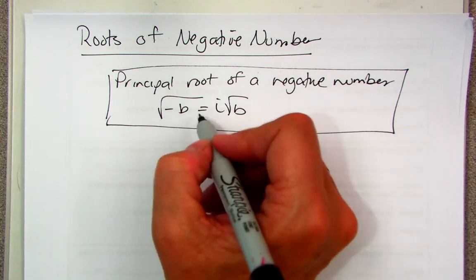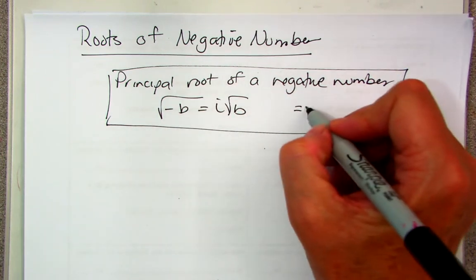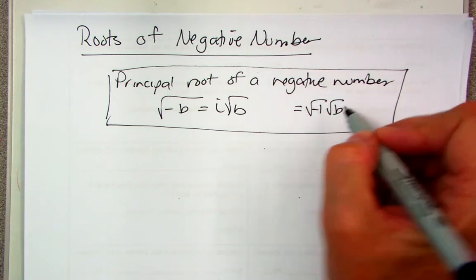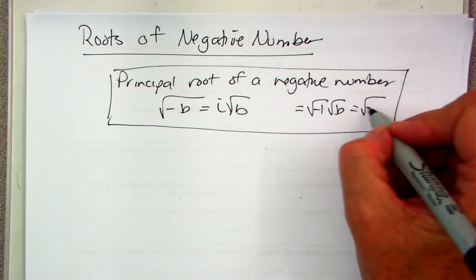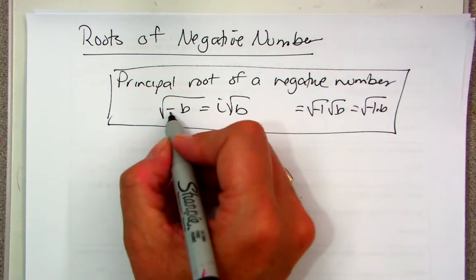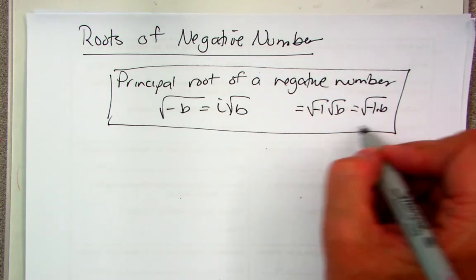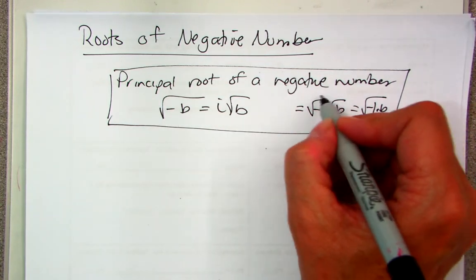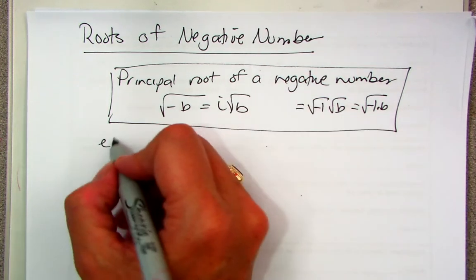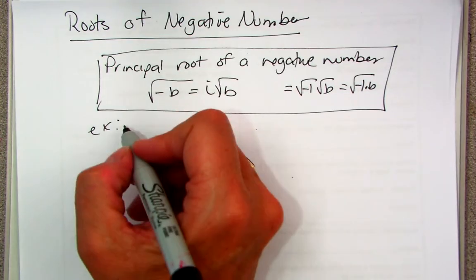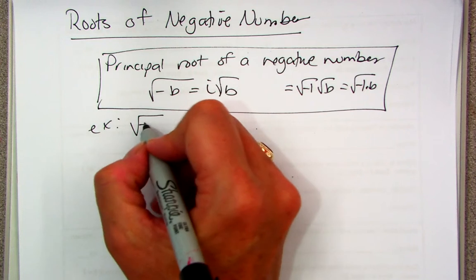So what you're actually doing here, actually the middle step, is I'm allowed to do this. Remember, because it's -1 times b, right? That's how you get a negative b, -1 times b. I'm allowed to break it up like this, and I already know what the square root of -1 is. It's i. So let me show you how we're going to use this. And again, this is nothing new. You've done all of this last year.